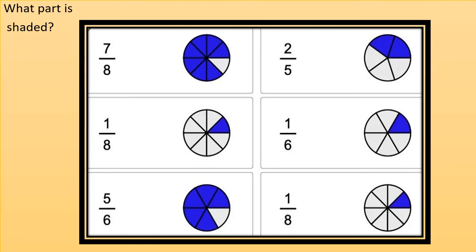Now third, out of 8 parts, one part is shaded. So it is 1 by 8. Now next, out of 6 parts, one part is shaded. So it is 1 by 6. Next to that, out of 6 parts of the circle, 5 parts are shaded. So we'll write it as 5 by 6. Next, out of 8 parts, one part is shaded. So we'll write it as 1 by 8.